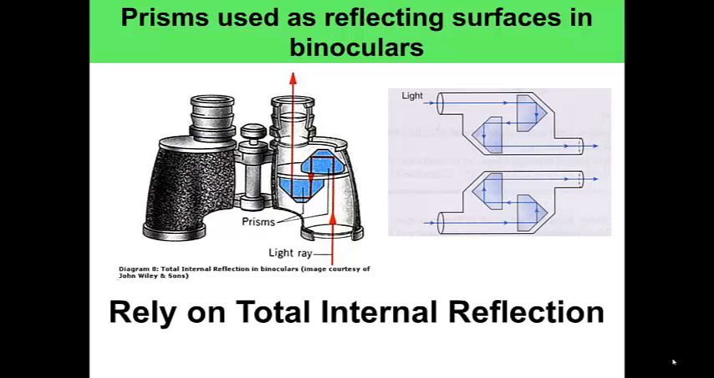Prisms are used as a reflecting surface for binoculars. So here we have light going into a prism. You have total internal reflection here. It bounces off this side and then it goes out. Total internal reflection, bounces in, goes out. Binoculars rely on total internal reflection.